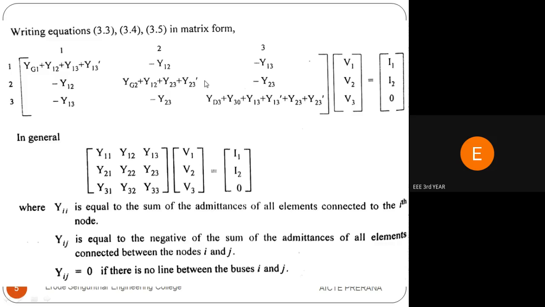We know admittance into voltage is current. That's why we are writing the matrix as admittance with the voltage. Totally 3 buses, so 3 voltages are available, that is V1, V2, and V3, and it is multiplied with the current. Here I am taking I1, I2, and 0. Why the 0 comes here is because only bus number 1 and 2 have a source, that you can see in the diagram.